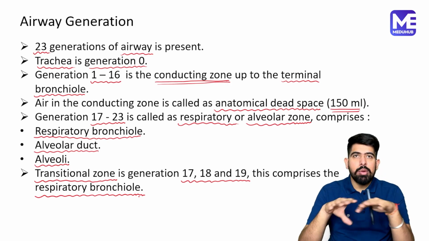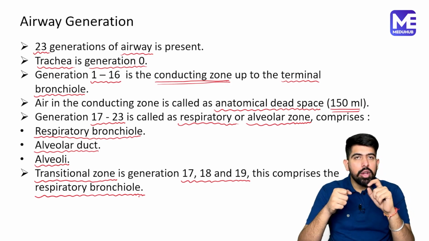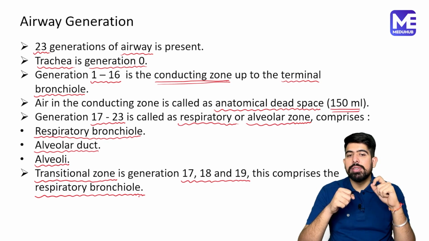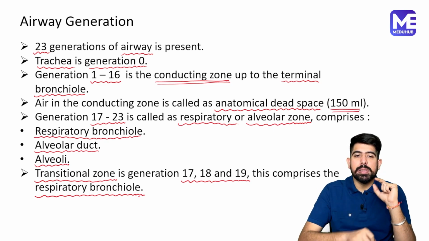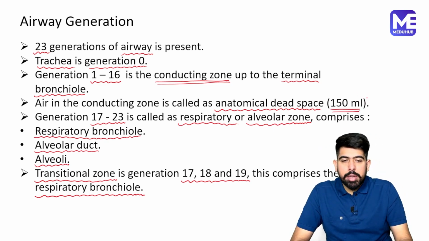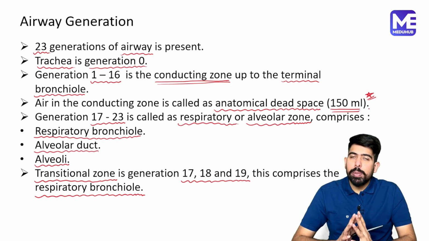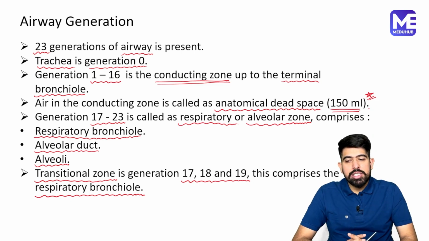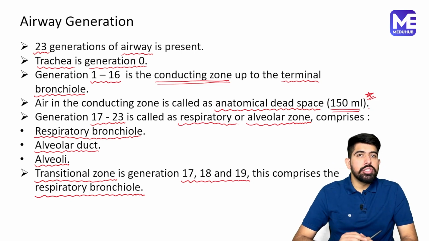So please remember your conducting zone, your respiratory zone, the transitional zone, and the anatomical dead space. Please remember the volume of anatomical dead space is 150 ml, right? I hope you remember all this from your general anatomy and physiology, right?